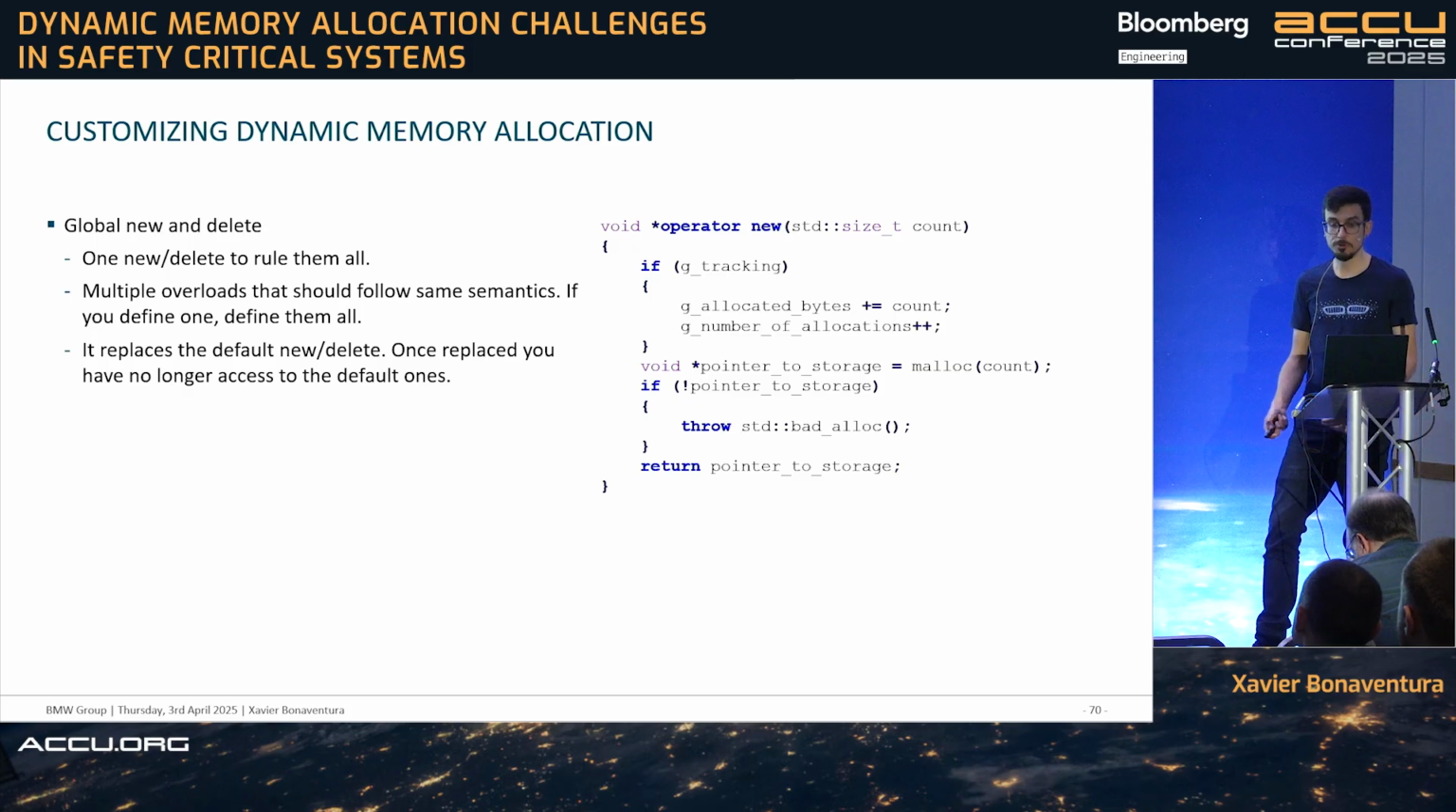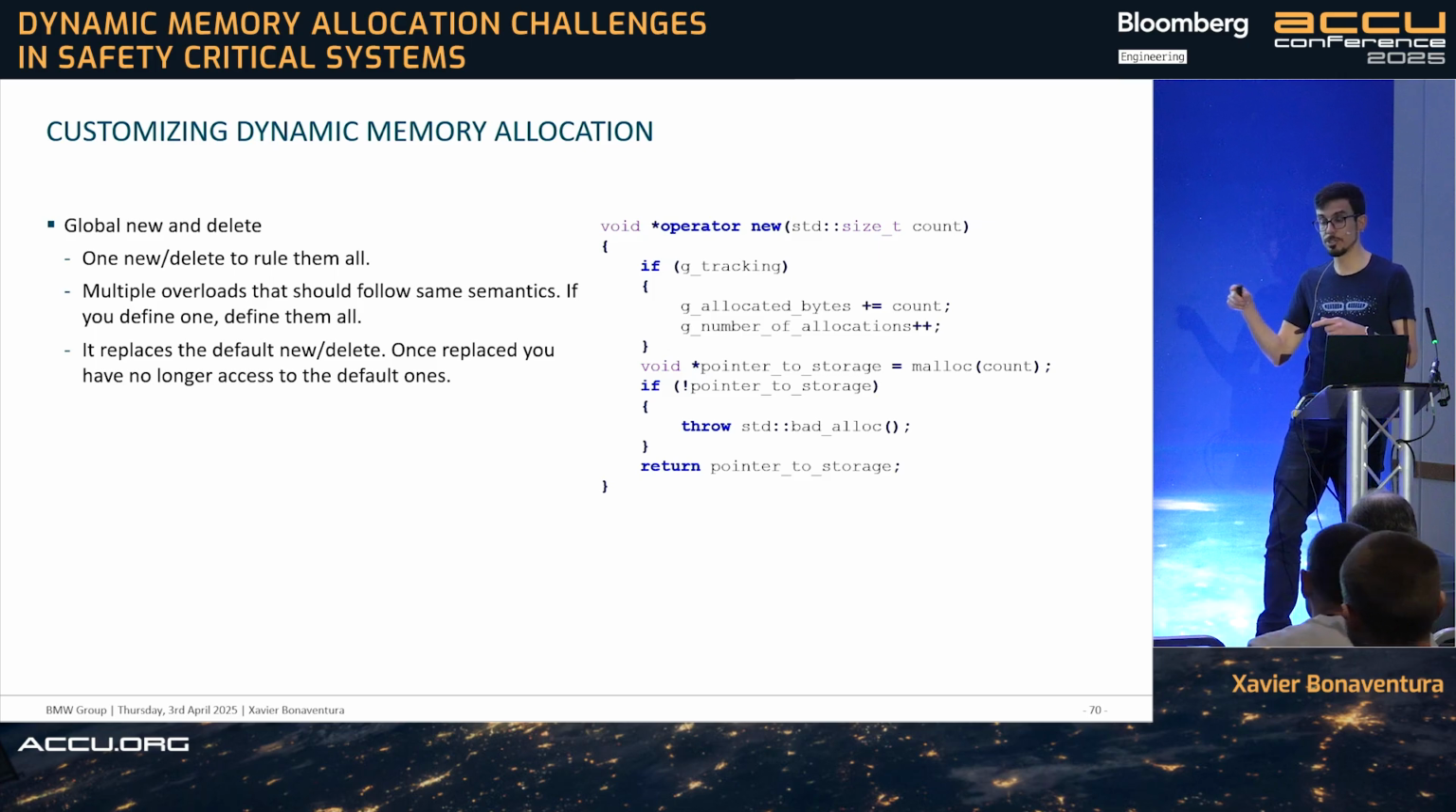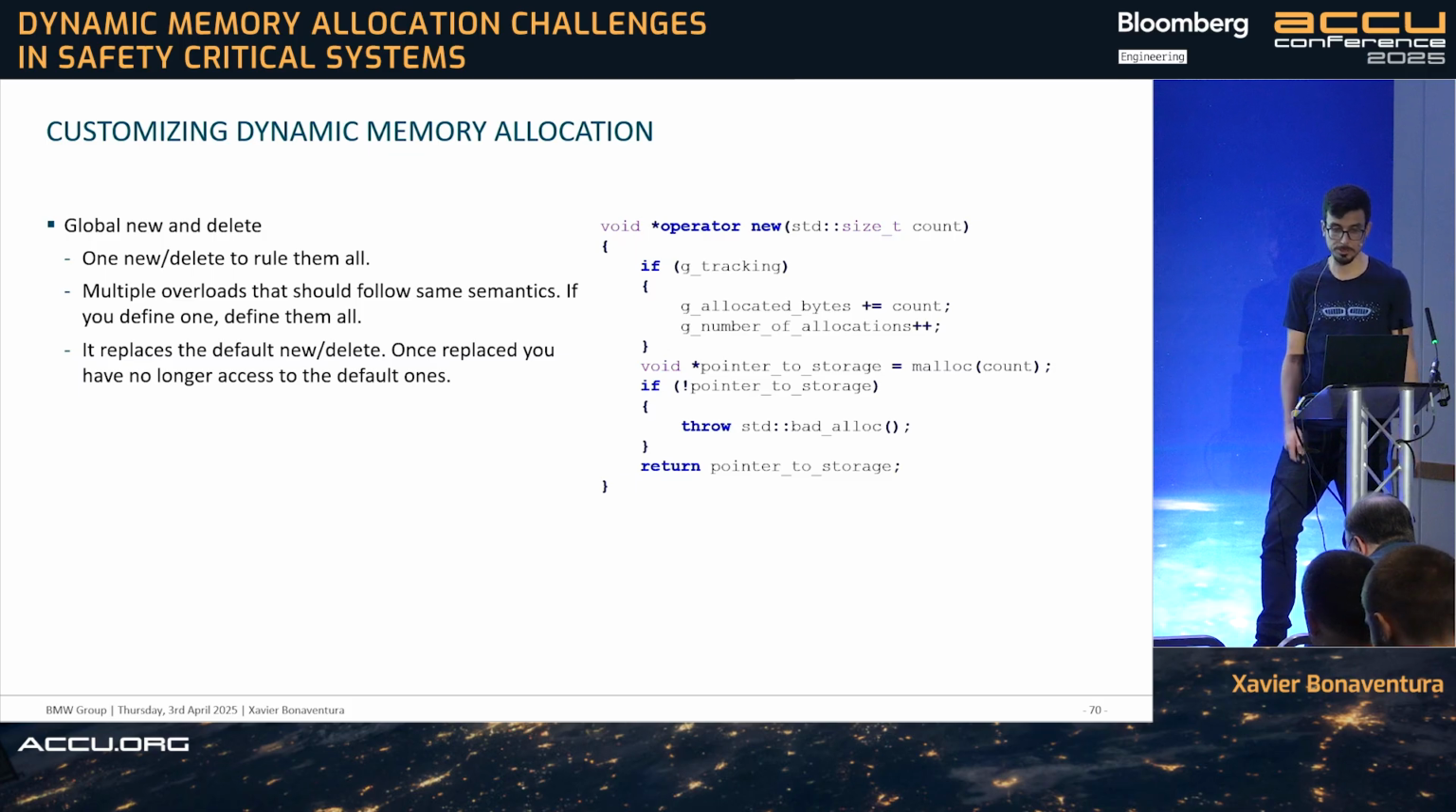It replaces the default version, the one that the implementation would have to provide. And once it is replaced, there's no way back. You cannot say, from here I call the original new that was available. That's not an option. This makes it a bit hard if you want to just do memory allocation tracking, because you cannot call the original new.